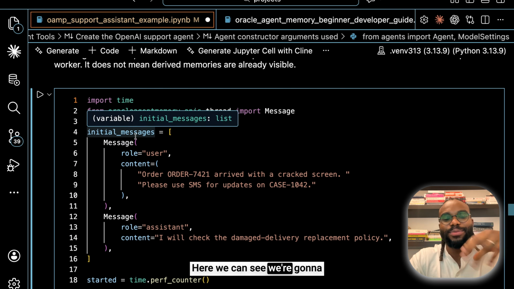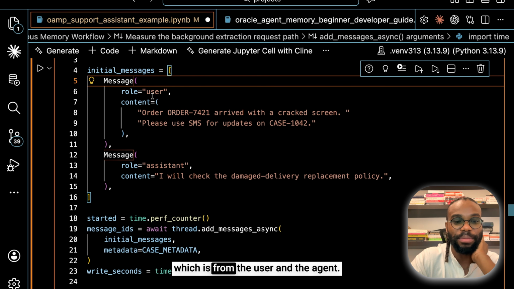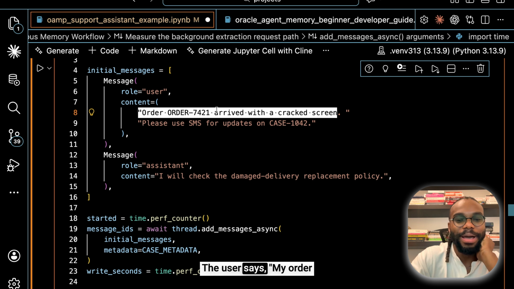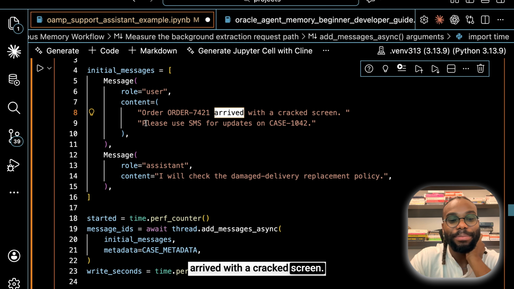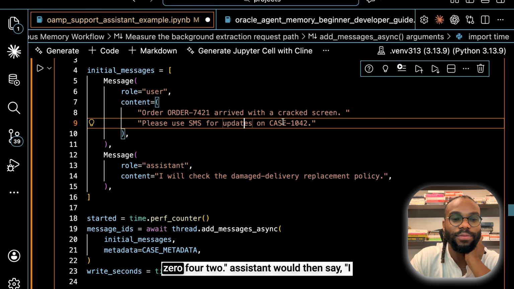Here we can see we're going to simulate a conversation. We have several messages up there, from the user and the agent. The user says, my order arrived with a cracked screen. Please use SMS for updates on case 1042.